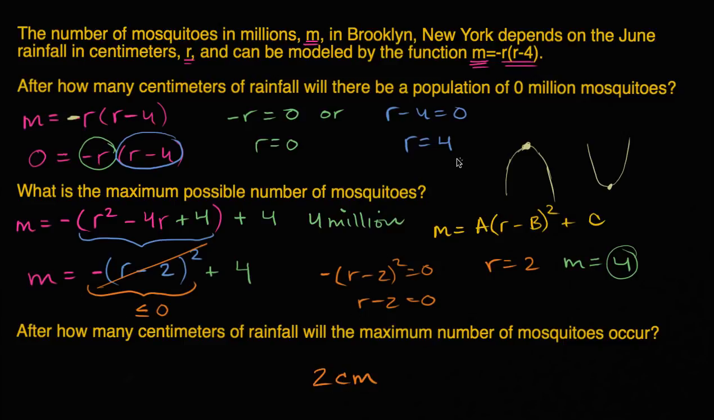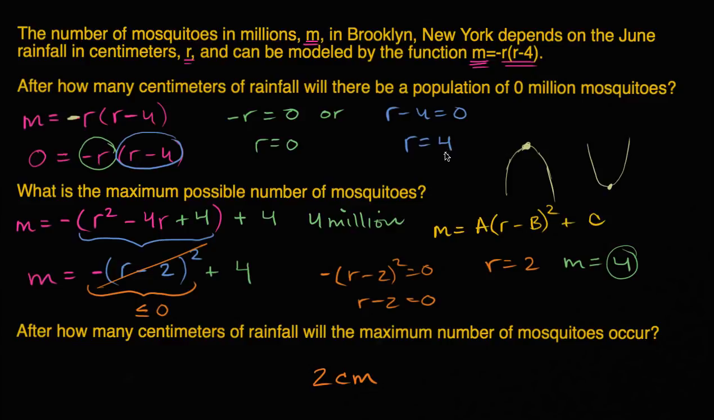So if we go back to our model, at 0 rainfall, you have no mosquitoes. Then as it rains more and more, you have more and more mosquitoes. I guess more and more standing water. You have a maximum number of mosquitoes at 2 centimeters of rainfall. At 2 centimeters, we have 4 million mosquitoes. But then after that, I guess the rain starts washing away the mosquito eggs or something. And you start having fewer and fewer mosquitoes all the way until you get to 4 centimeters of rainfall.